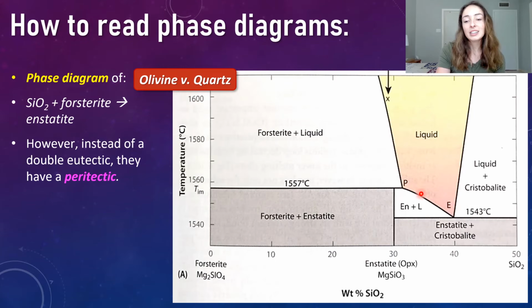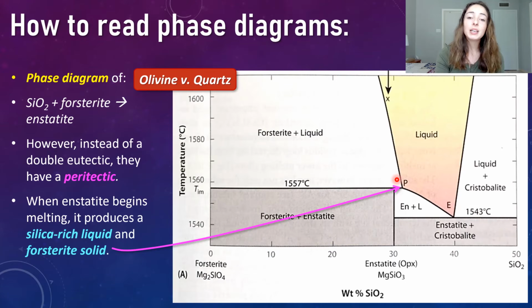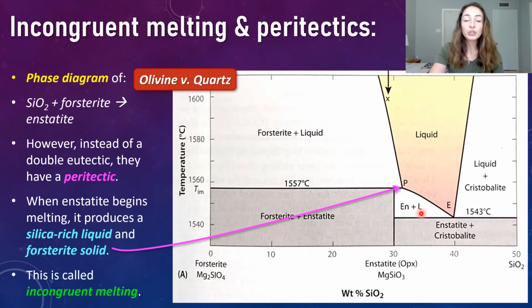This diagram we can see has a P instead of an E at where its second eutectic should be. However, it's not a second eutectic. It's actually something called the peritectic. And so this phase diagram group, olivine and quartz, has a eutectic and has a peritectic. This is because when enstatite begins melting, it produces a silica-rich liquid and a forsterite solid. Because this melting is incongruent, aka it's not melting enstatite to create enstatite liquid as albite was in the previous diagram.